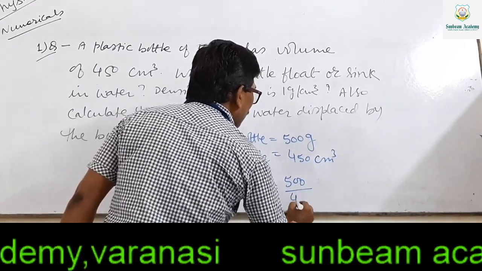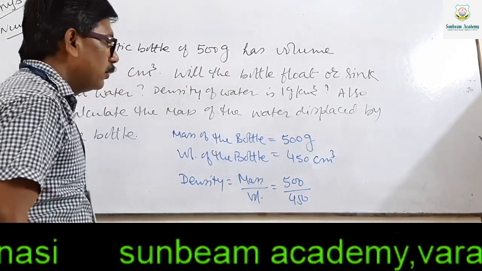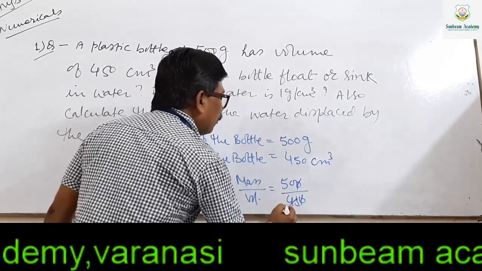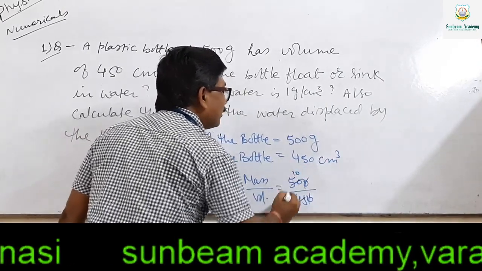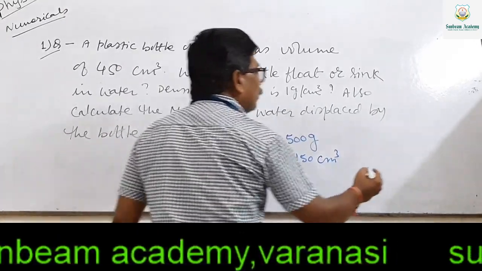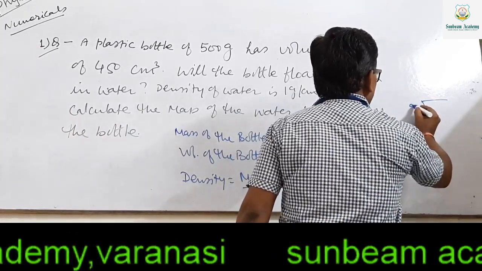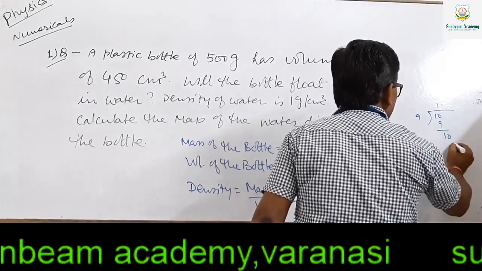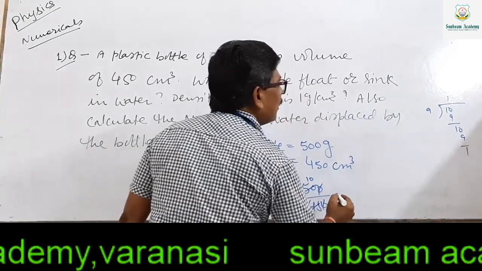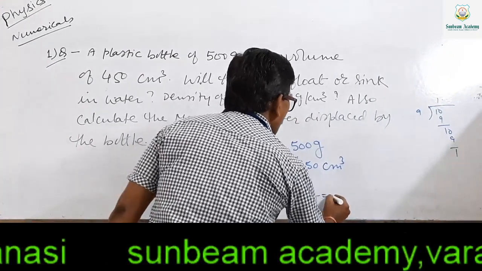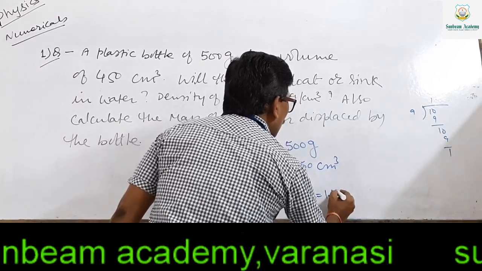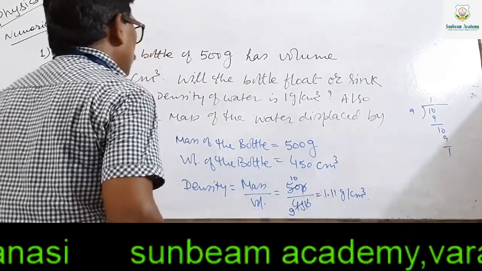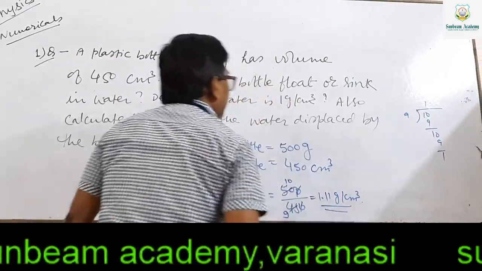500. Volume is 450. ठीक है, इसको आप काटिए, 0 0 कैंसिल, 5 9 45, 5 10 50. इसको आप जब डिवाइड करेंगे, what you will get? Means you will get how much? 1.11 gram per centimeter cube. इतना डेंसिटी आ रहा बॉटल का.